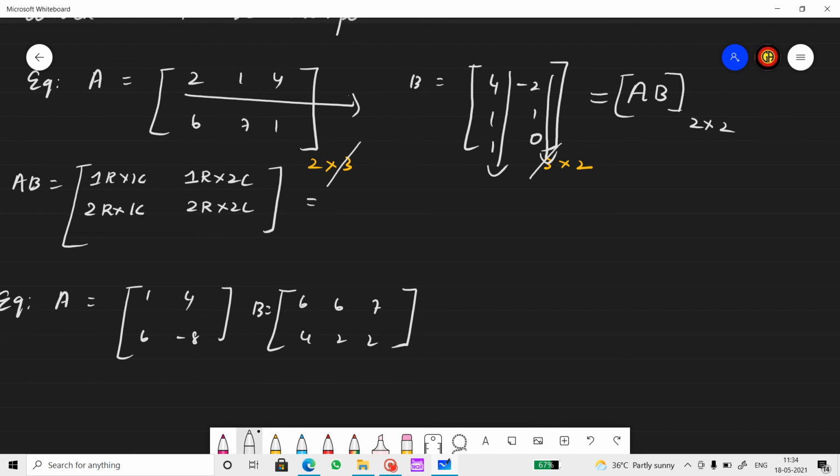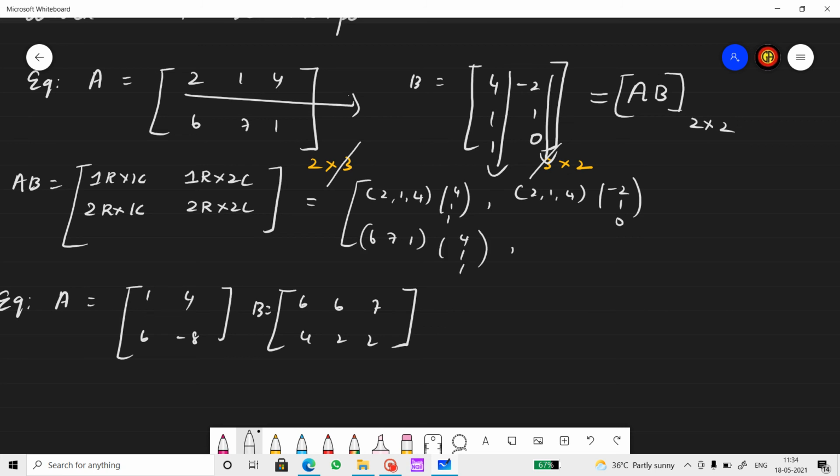So that will take us to the first row, which is 2, 1 and 4, multiplied with 4, 1 and 1, comma, first row into second column, 2, 1, 4 multiplied with minus 2, 1 and 0, right? Then second row into first column, 6, 7, 1 multiplied with 4, 1, 1. Then 6, 7, 1 multiplied with minus 2, 1, 0.